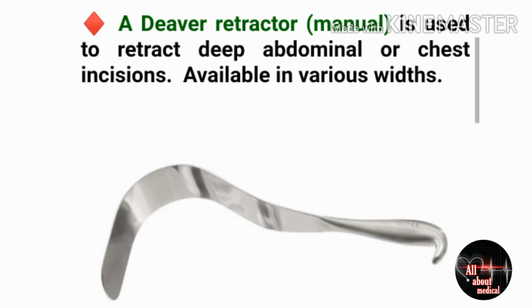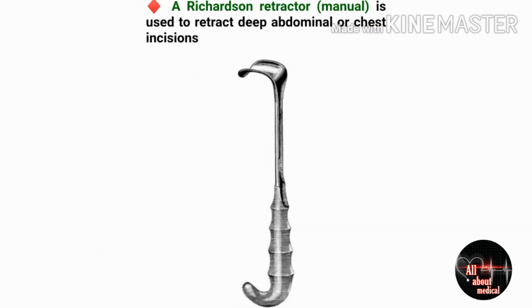And now, if you remember this image, we have already studied this in my previous video. So this is the Deaver retractor. It is used manually. It is used to retract deep abdominal or chest incisions, available in various widths. And this is the Richardson retractor. It is also used manually, and it is used to retract deep abdominal or chest incisions.